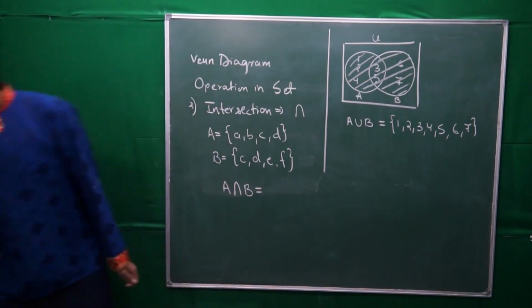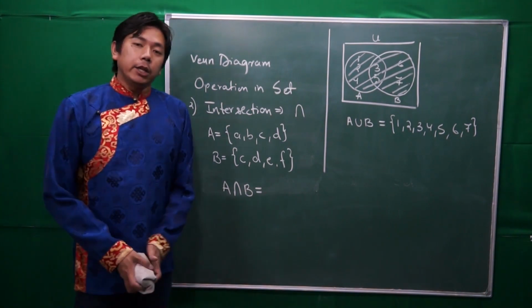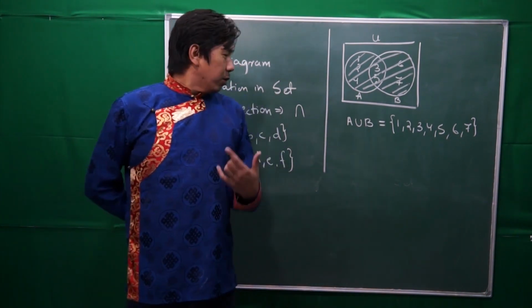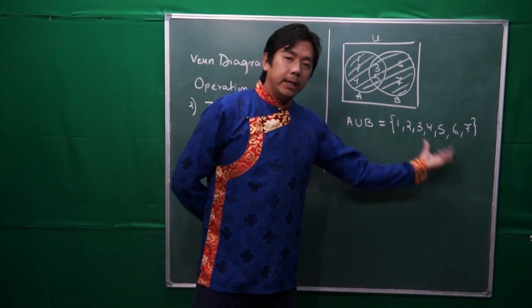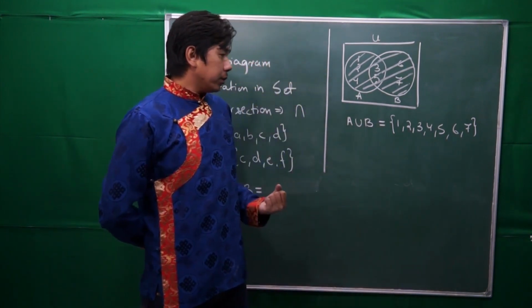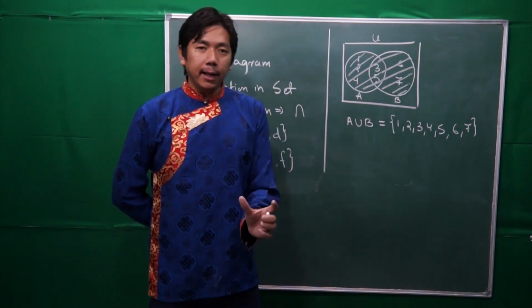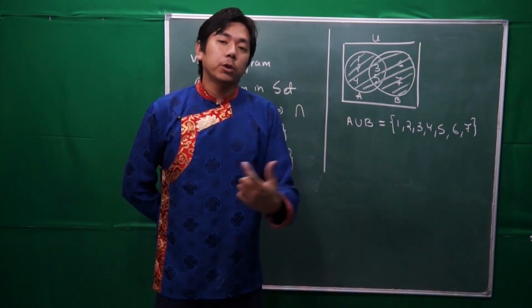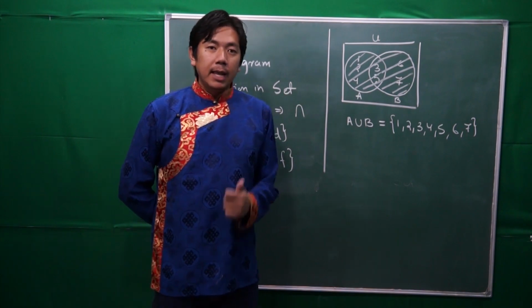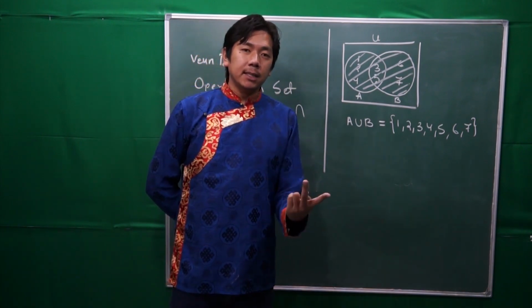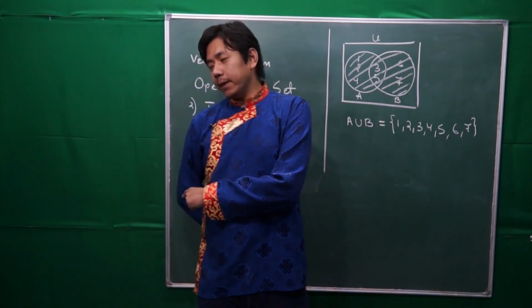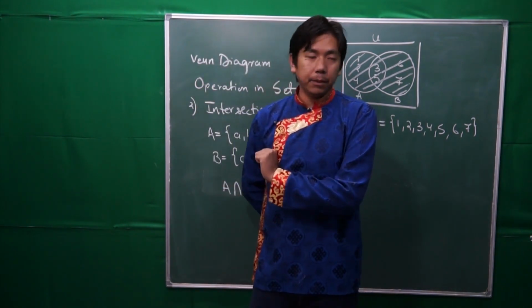In union, we wrote all the elements together. Opposite to this, in intersection, we write only the elements that are in both sets. The elements common to both sets will form the set of intersection.